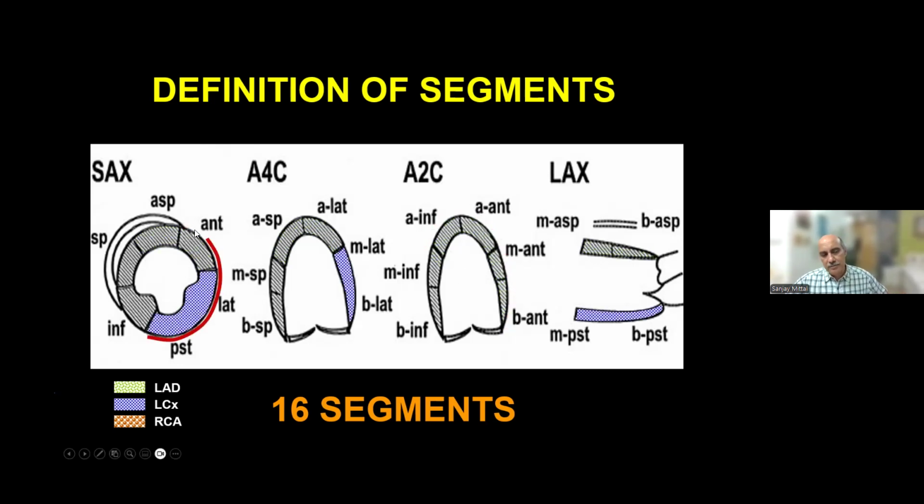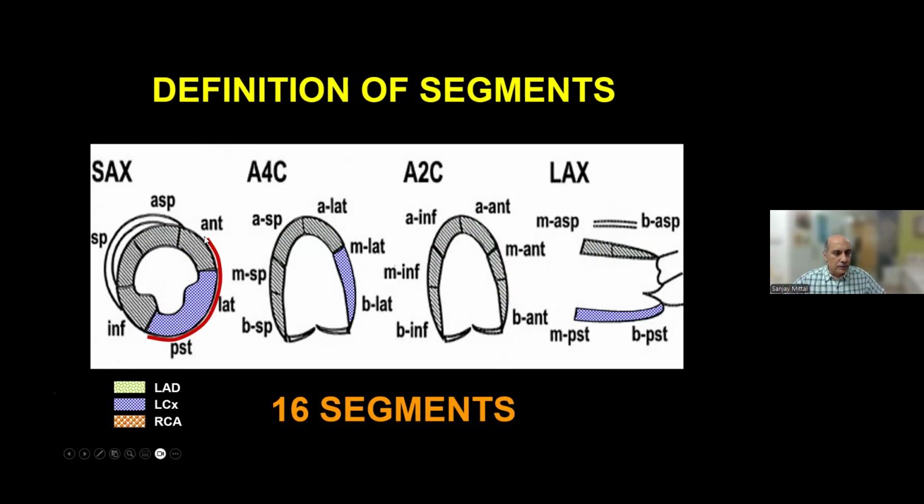Let's talk about the circumflex. As you all know, the circumflex is an artery that runs in the atrioventricular groove on the left side, right? From the anterior side, it winds around the left ventricle and goes to the posterior wall. Most commonly it ends before the posterior interventricular groove, but sometimes it goes up to that and supplies the PDA. Most often, it does not.